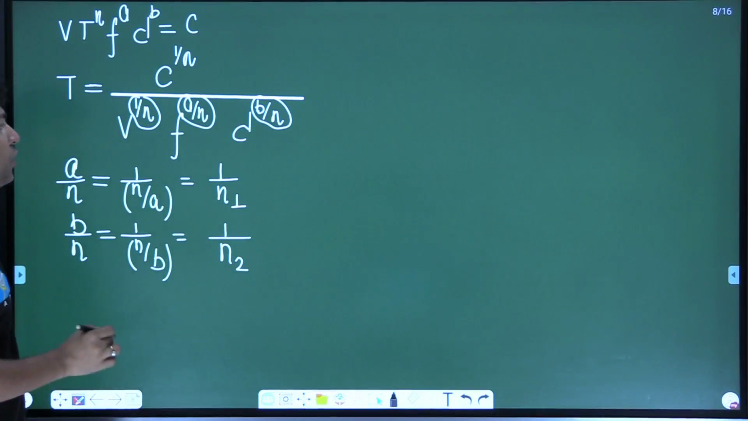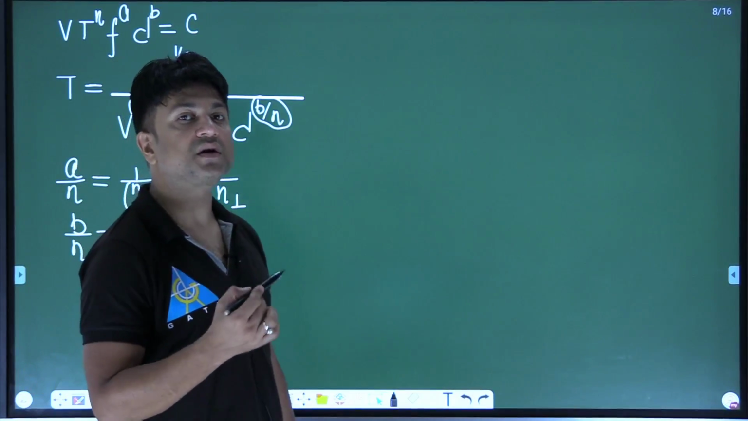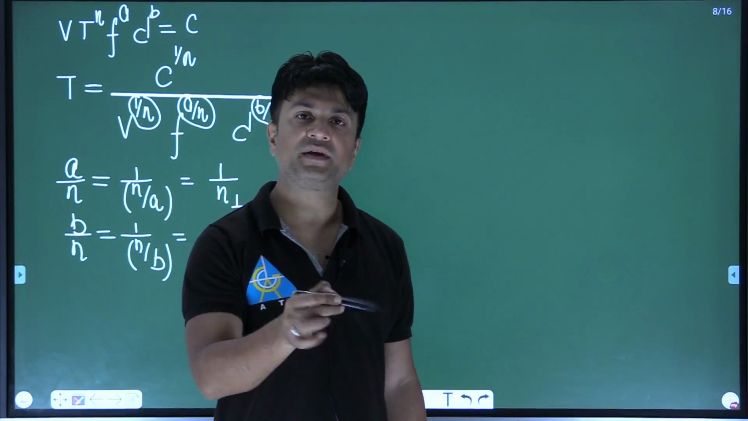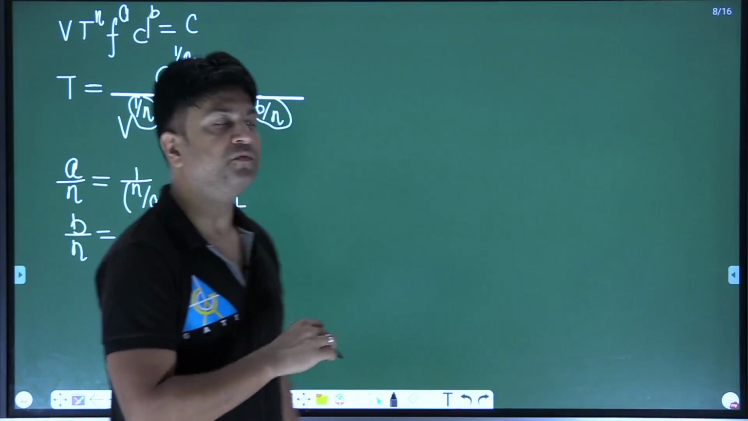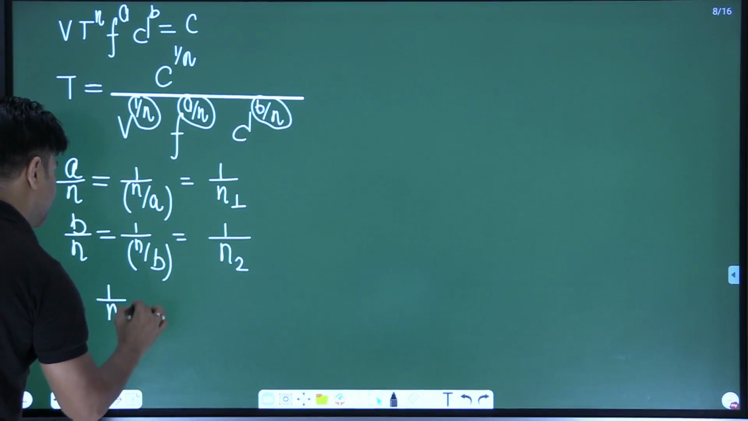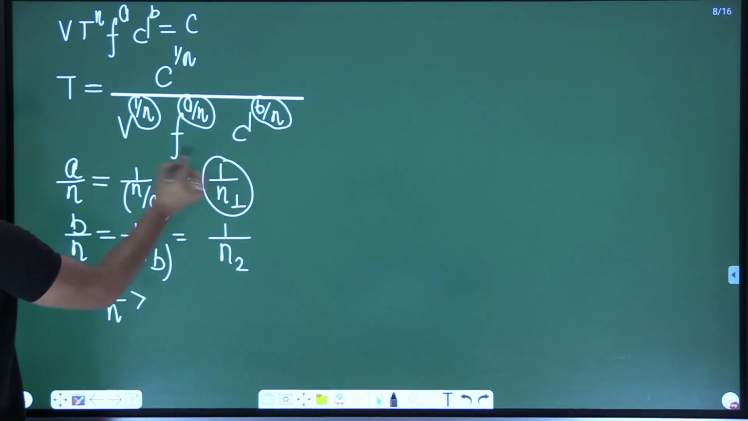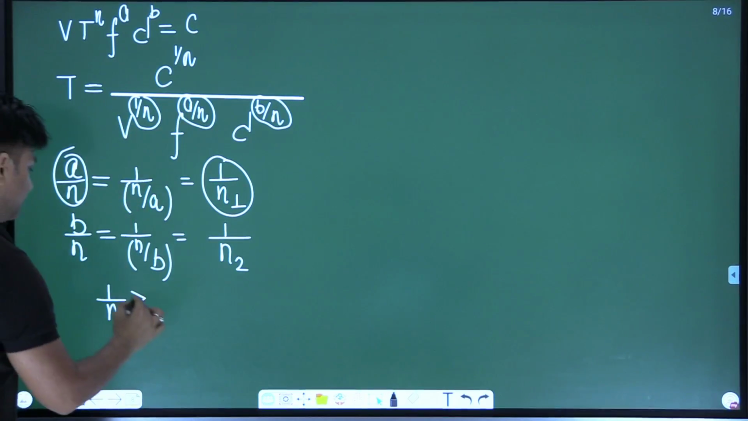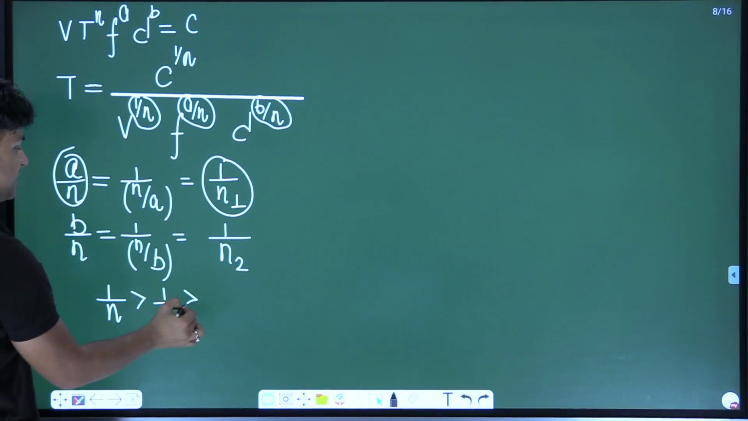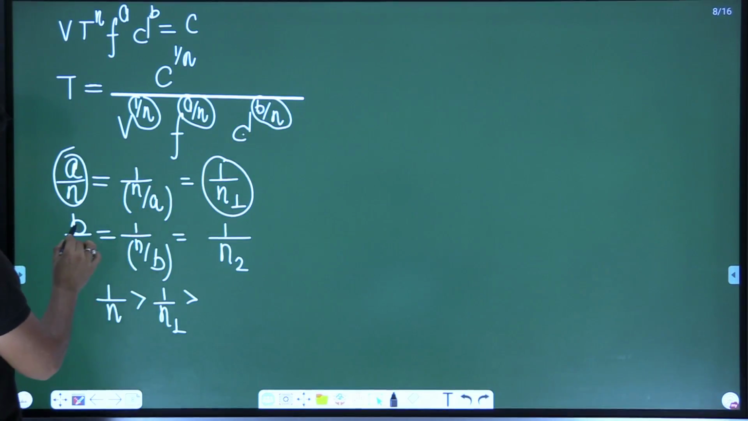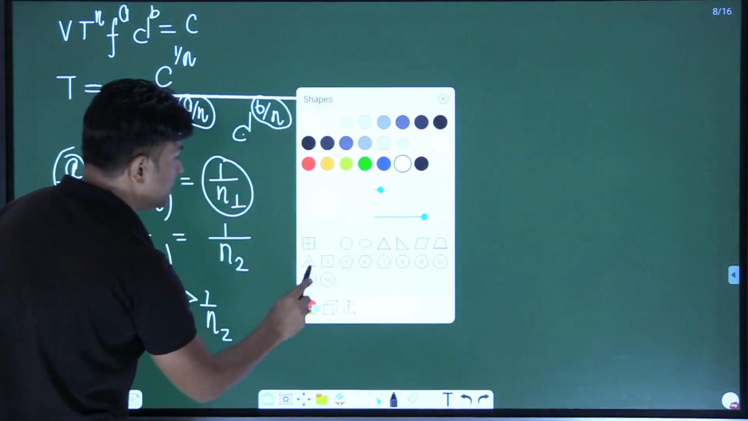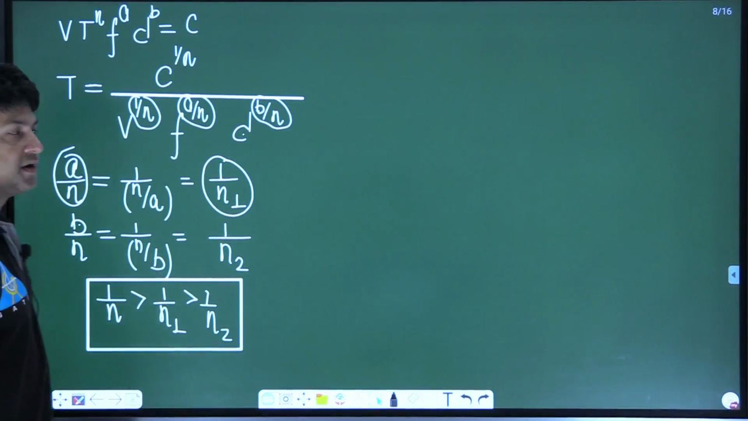Now, whenever you want to compare these constants, you can compare. It was observed many times that the power of the velocity, that is 1 by n, is greater than the power of feed, that is 1 by n1. And the power of feed, that is 1 by n1, is greater than the power of depth of cut, that is B by n, you can write 1 by n2. It was experimentally observed.